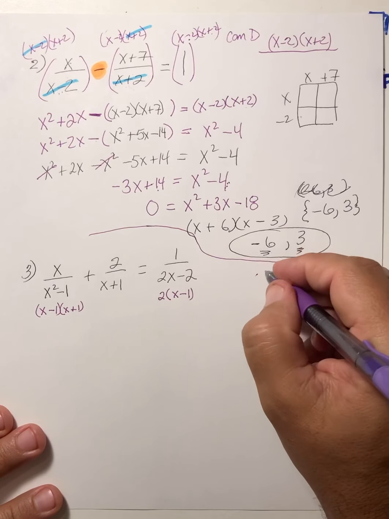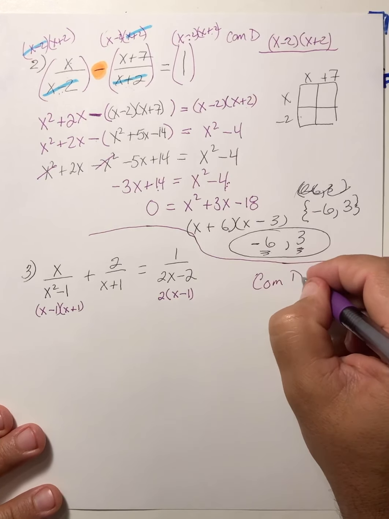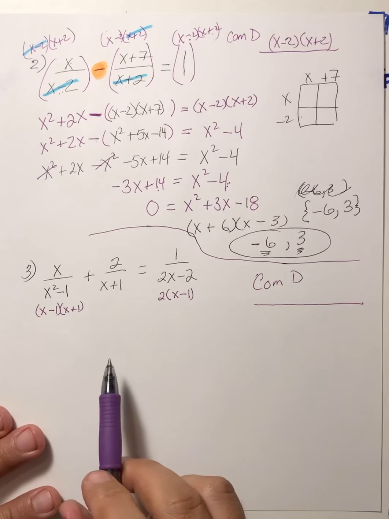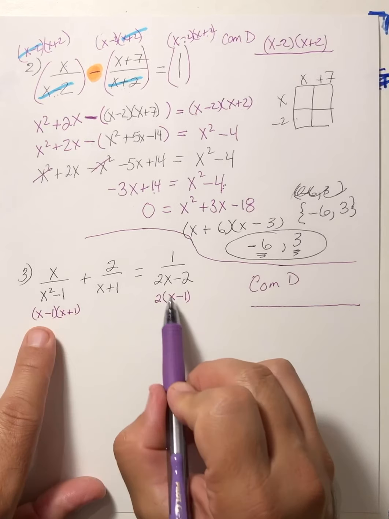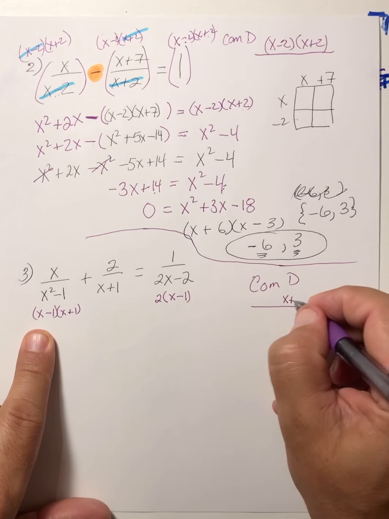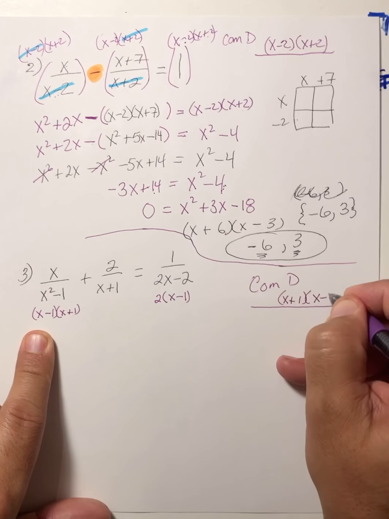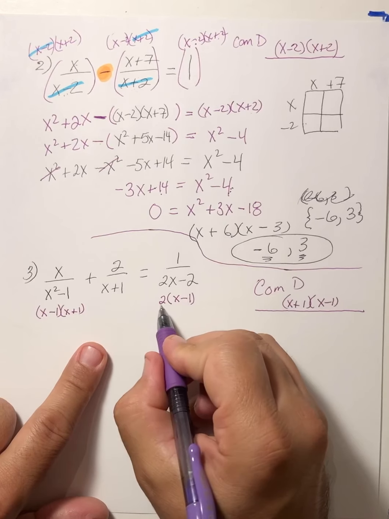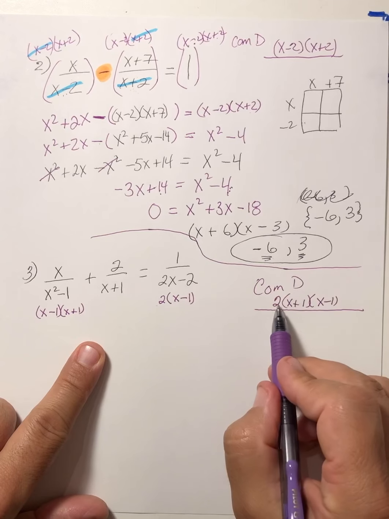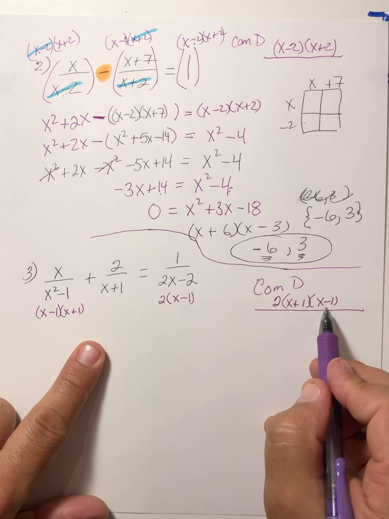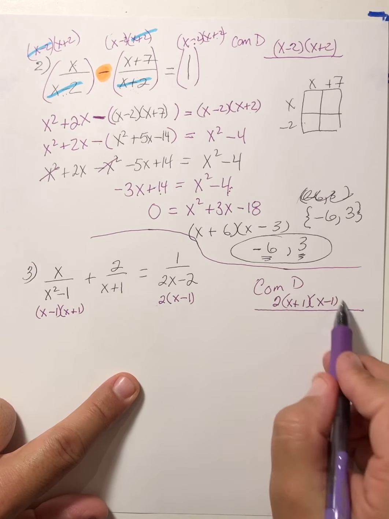Our common denominator. Let's see, what do they have? Oh, we got x plus 1s. I'll write that down. We have an x minus 1. So we got an x plus 1 and an x minus 1. Oh, wait, and there's a 2 right here. Don't lose that 2. So the 2, x plus 1, x minus 1, all of this is the common denominator.